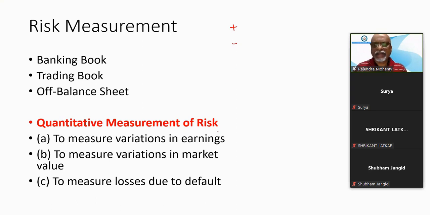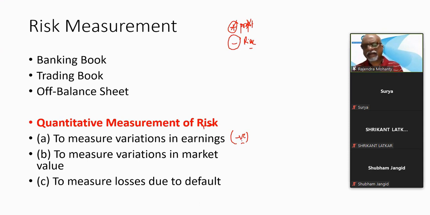But since we are calculating the quantitative measurement of the risk, the plus is not to be accounted, because whenever profit happens, we do not account for it as risk. So only when loss happens, then this risk is to be measured. How much loss is happening. So in measurement of variations in earning, when the earning is negative, we have to look into the picture.